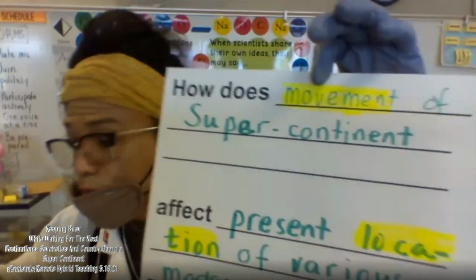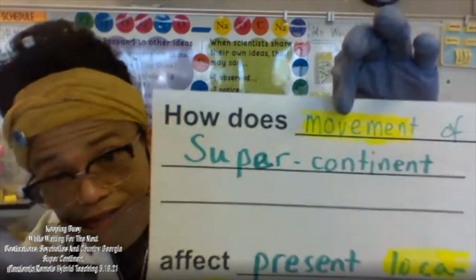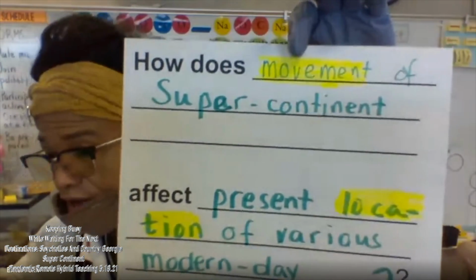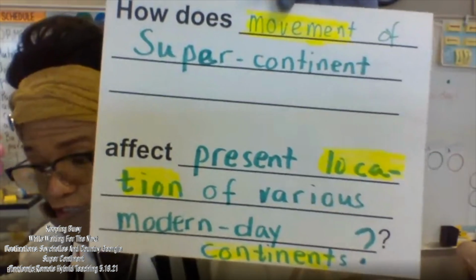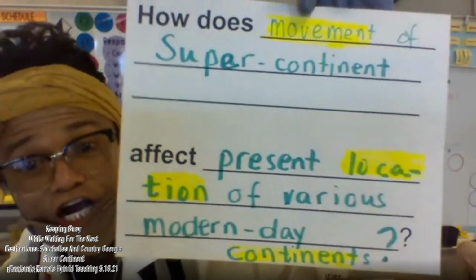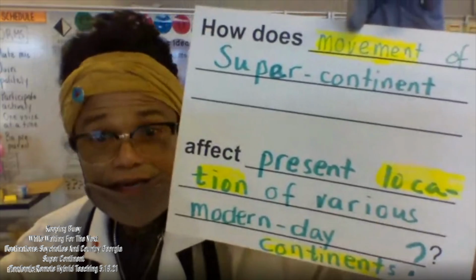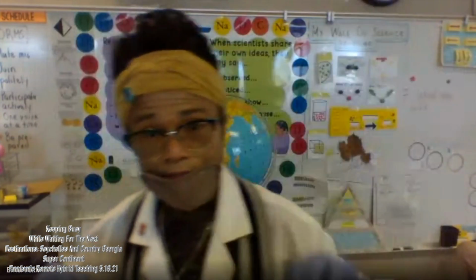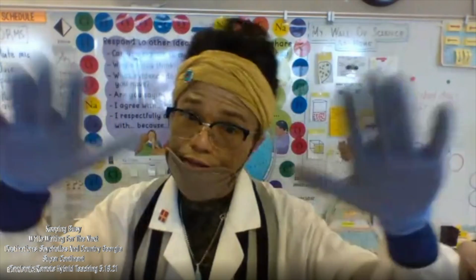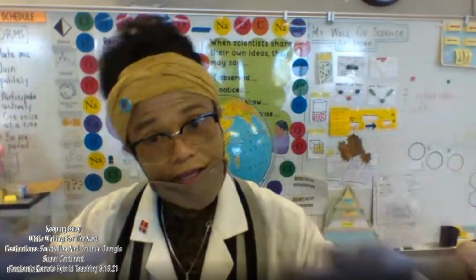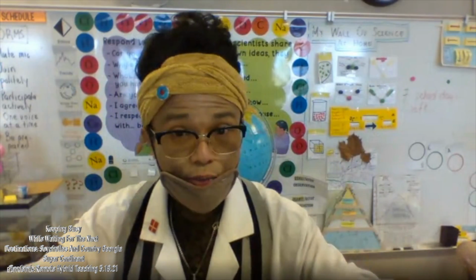To continue, how does the movement of supercontinent affect the present location of different continents? Africa, Asia, and much more. Motion. You see my hand moving around. My head is moving as well. And as we said moments ago, Earth is dynamic, and one dynamism of the Earth is its motion.